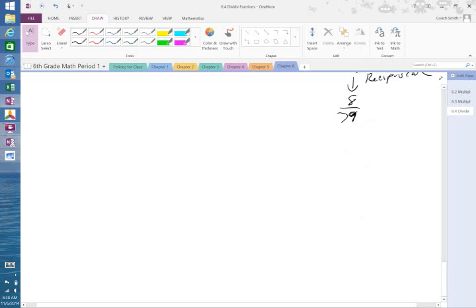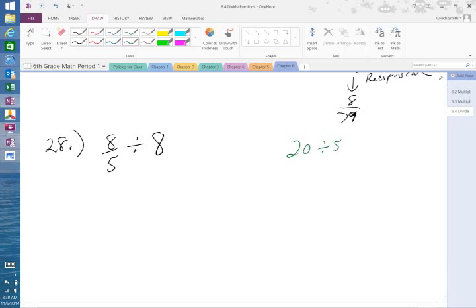Let's look at number 28. 28 says 8/5 divided by 8. Now, I'm going to show you here, if I have 20 divided by 5, what is that? 4. I'm going to show you that you really do the reciprocal even on those. So that would be 20 over 1 divided by 5 over 1, correct? That would be 20 over 1 times 1 over 5.